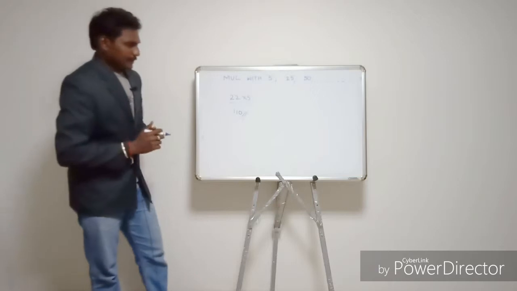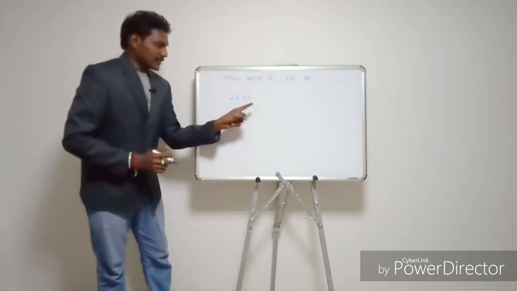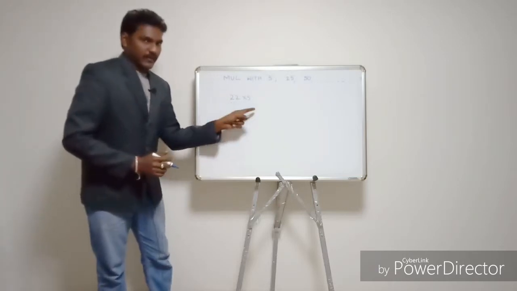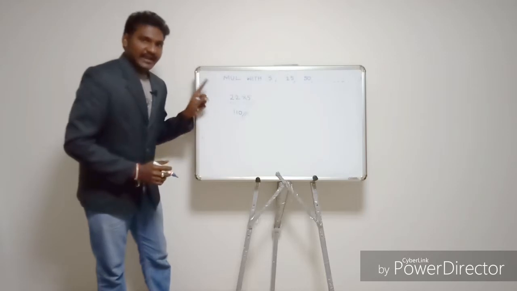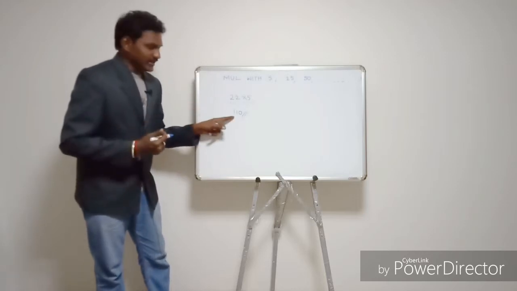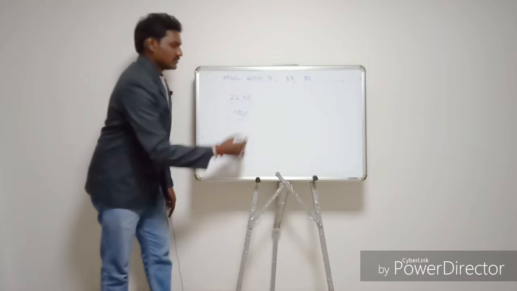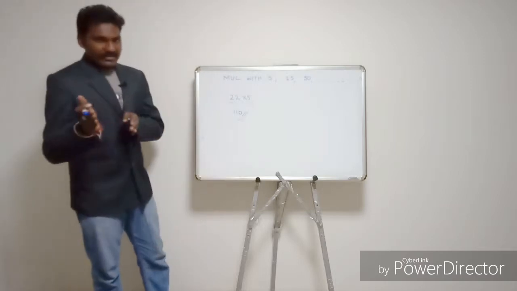I'll repeat once again. I am not multiplying in a normal method, meaning I am not doing 22 times 5. Instead, I am dividing this 22 by 2. We'll get 11 and simply put 1 0. There is a method, and I will reveal the logic here.